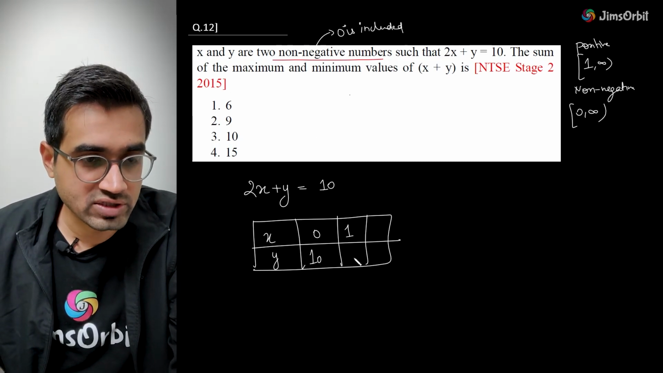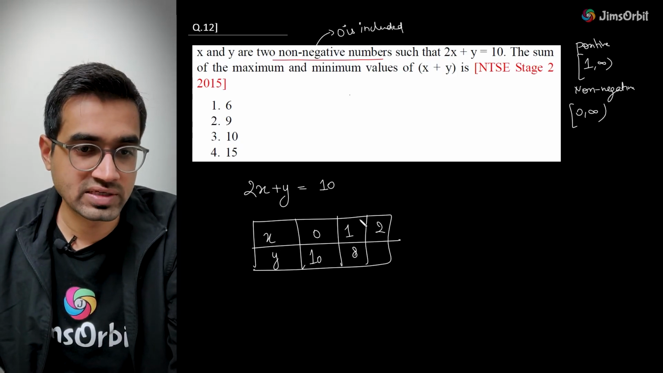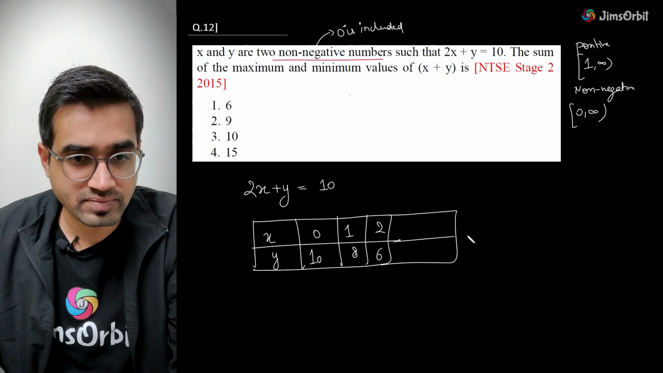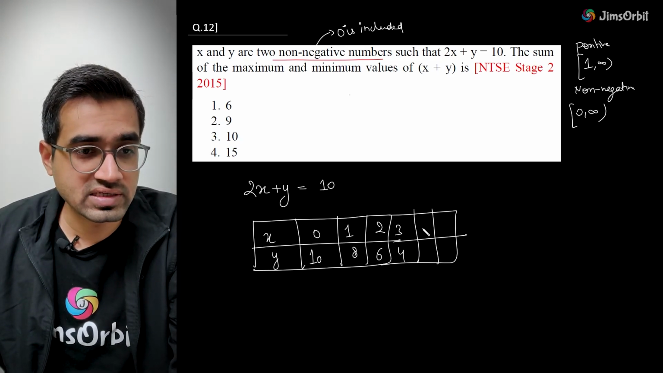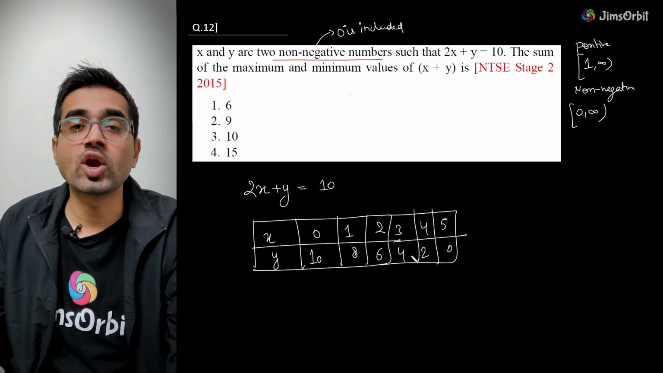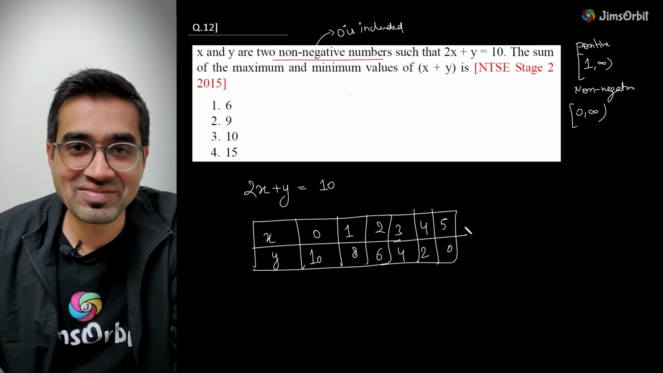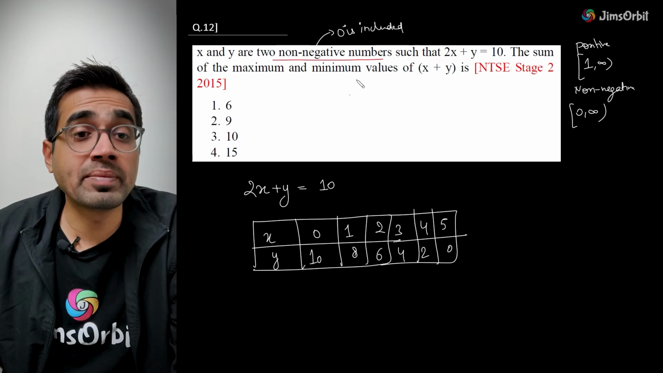X as 1, y is 8. X is 2, y is 10 minus 4, 6. X is 3, 3 twos are 6, y is 4. X is 4, y is 2. X is 5, y is 0. Done. You cannot put any other number because you will get negative numbers now. Solved.